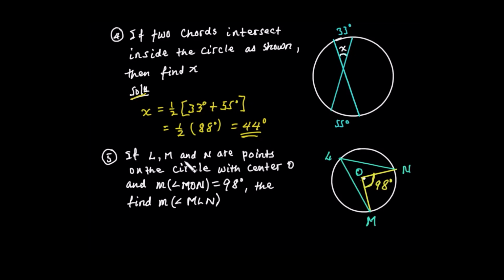Fifth question: if L, M, N, R are points on the circle, L, M and N are on the circle with center O, and the measure of angle MON is 98 degrees, then find the measure of angle MLN. To find this angle, we use half of the central angle.